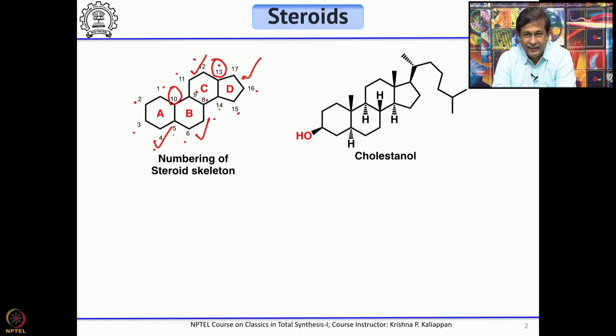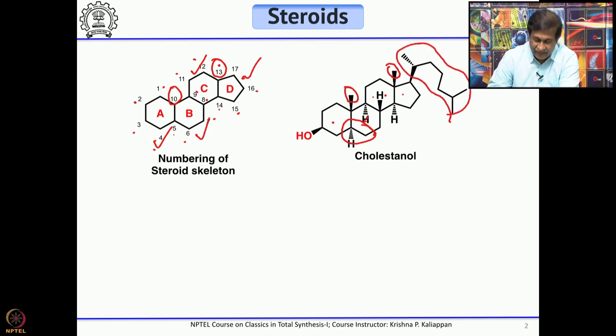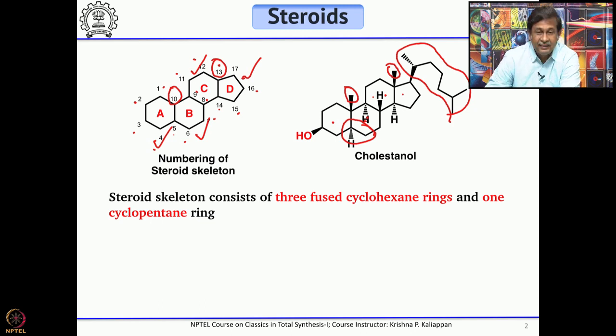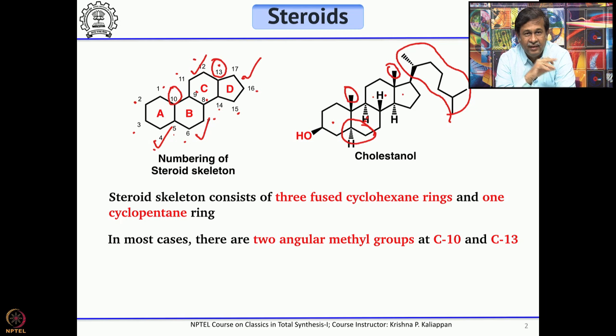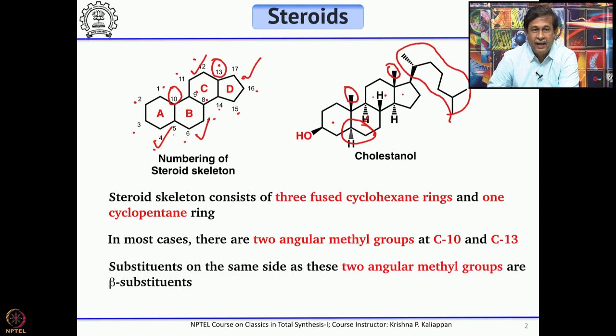To give you an example, this is a reduced version of cholesterol. Cholesterol has a double bond here. If you look at this, you can see, as I mentioned, you have two angular methyl groups and the AB ring is trans fused. Likewise, BC also trans fused and CD also trans fused, and it has a long side chain. So this is the basic skeleton of most of the steroids. The ABCD is common, but in some steroids you will see two angular methyl groups at C10 and C13. And usually these substituents, that is the angular methyl groups, are beta. Beta means above the plane.